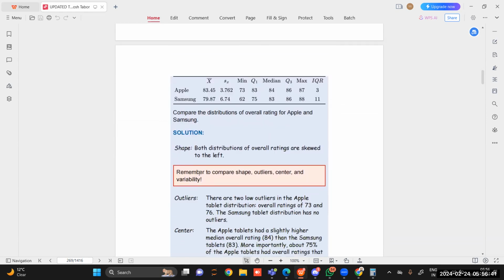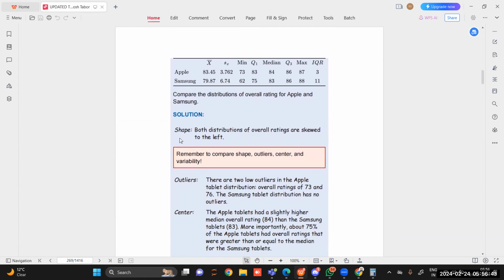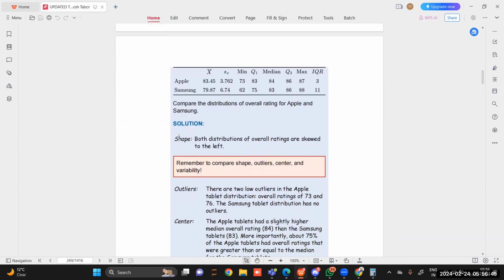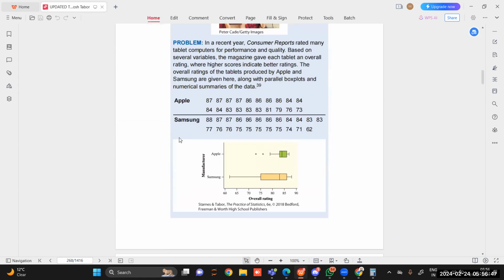What are the three parameters on which we have to compare? First is the shape, meaning whether they are skewed. So what can you tell about Apple and Samsung looking at this box plot? See, there are two outliers here.